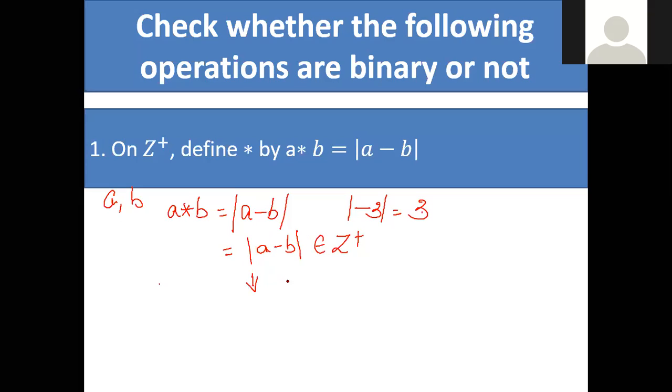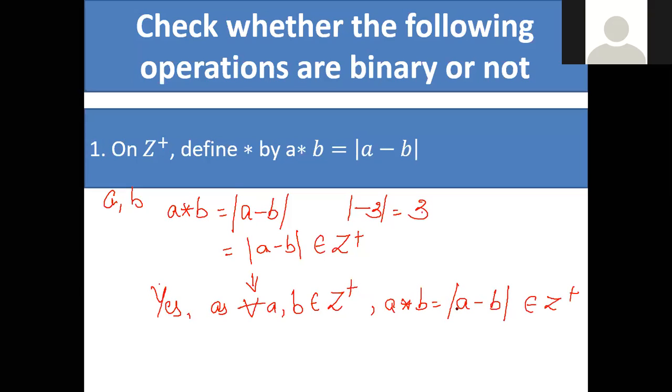So what does this mean? This is a binary operation. It will be unique, so it is a binary operation. As for every A, B belonging to Z plus, A star B equal to modulus of A minus B belongs to Z plus and it is unique. So this will be your answer: yes, this is a binary operation. I hope this question was clear for everyone.